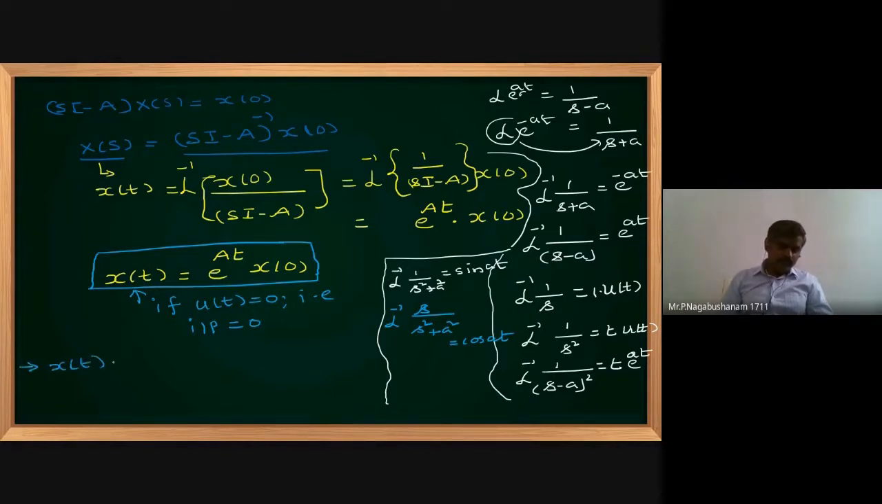Let me write other names of x(t) in this case. If input equals 0, then x(t) is called, first one, solution of a state equation. Second name, because input is 0, we are getting some response, we can call this one a zero input response. Third one, they will ask, obtain the solution of a homogeneous equation. Homogeneous solution, solution of a homogeneous equation.